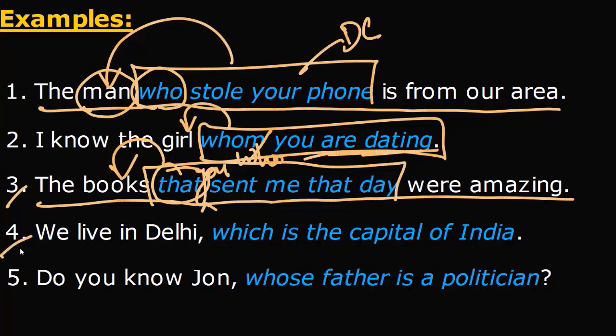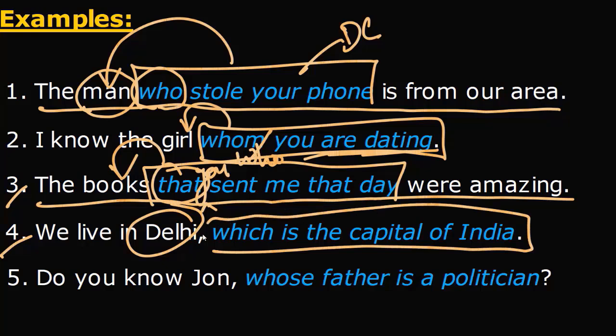Fourth example, we live in Delhi, which is the capital of India, right? We live in Delhi. See, Delhi is a proper name. It is an identified name. So whatever information you give about Delhi is going to be non-essential, is going to be non-restrictive. So which is the capital of India is giving information, but not giving essential information. This is non-essential to the meaning of the sentence, right? And that is why we have this comma, right? Because we need to offset this because this is not an essential part of the sentence.